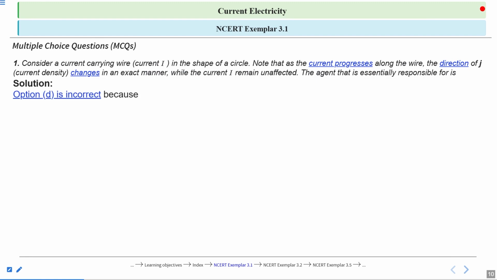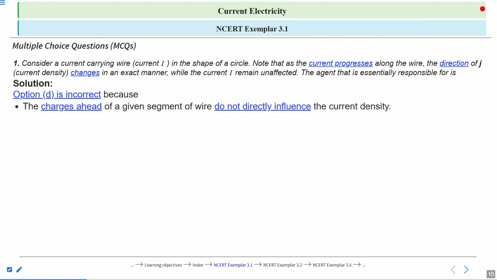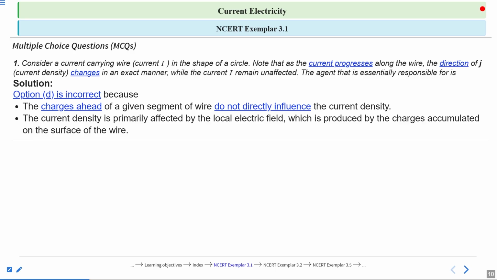Option D is incorrect because the charges ahead of a given segment of wire do not directly influence the current. Similarly to the previous option, option C, charges behind or ahead do not directly influence the current density. The current density is primarily affected by the local electric field, as I've already mentioned, which is produced by charges accumulated on the surface of the wire.